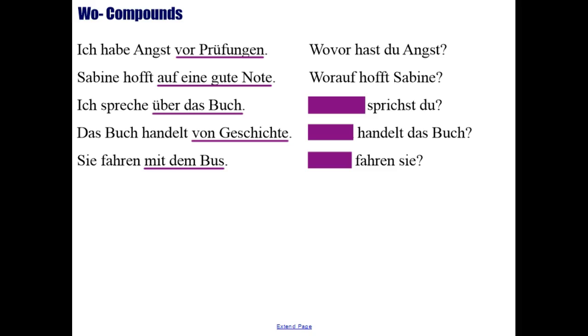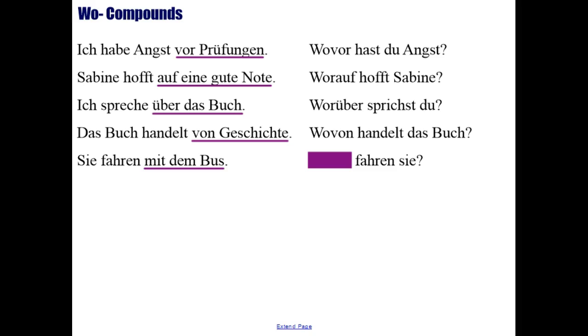Ich spreche über das Buch. I am talking about the book. Asking the question, what are you talking about? Worüber sprichst du? Das Buch handelt von Geschichte. So the book is about history. Wovon handelt das Buch? What is the book about?